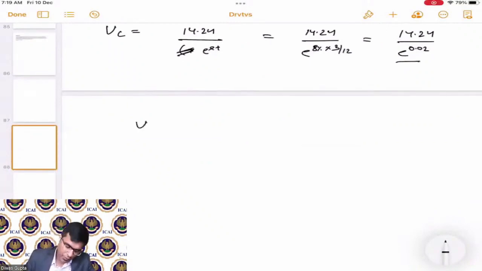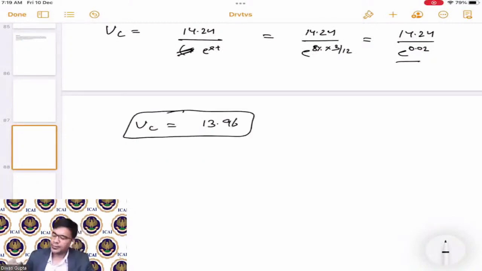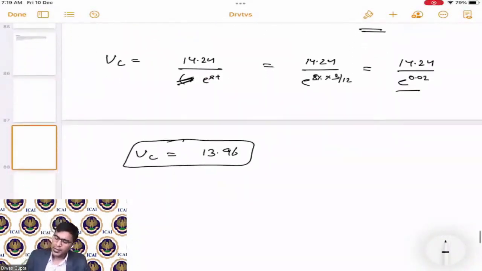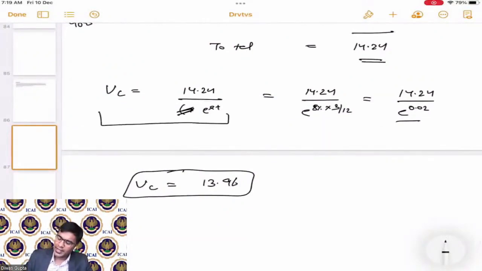So the value of call option is coming out to be 13.96. This is what the value of call option is coming out to be. I hope this part is clear, why we have divided it by e raised to the power RT. Because if we have to calculate the future value, we multiply it by e raised to the power RT. But if we have to calculate the present value, we will divide it by e raised to the power RT.